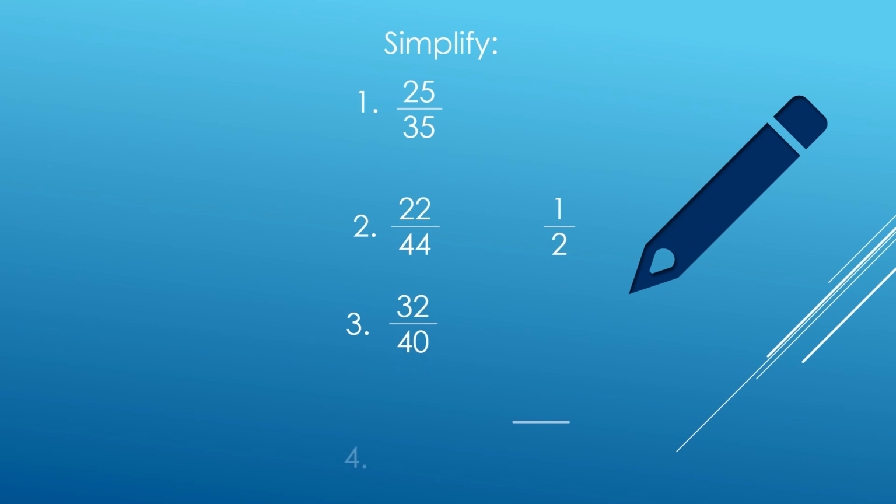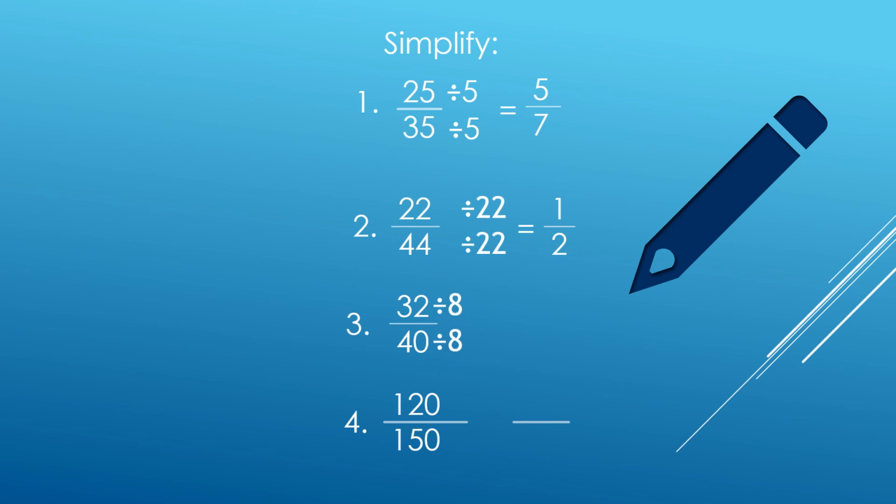Now, I want you to simplify this one. 25 over 35, we have 22 over 44, and we have 32 over 40, and 120 over 150. Now, in 25, I know that they are divisible by 5, so I'm just gonna divide by 5. So that is 5 over 7. And for 22, we have 22 divided by 22, and 44 divided by 22, that is 1 half.